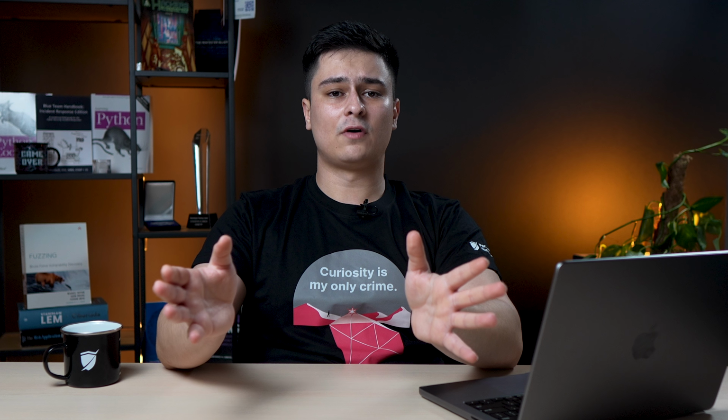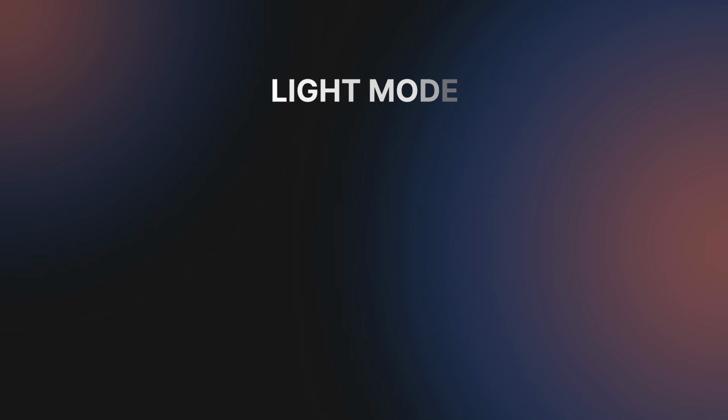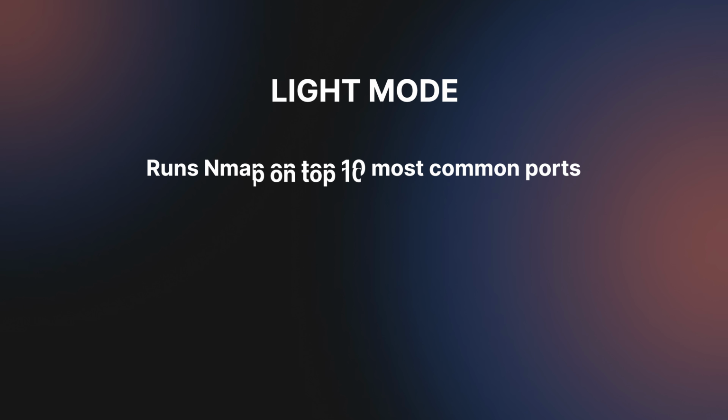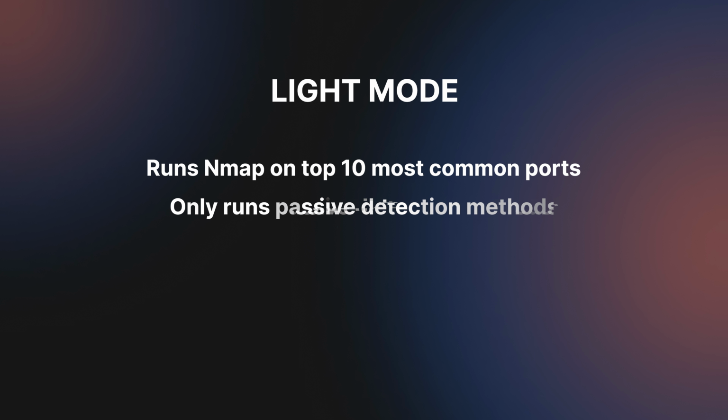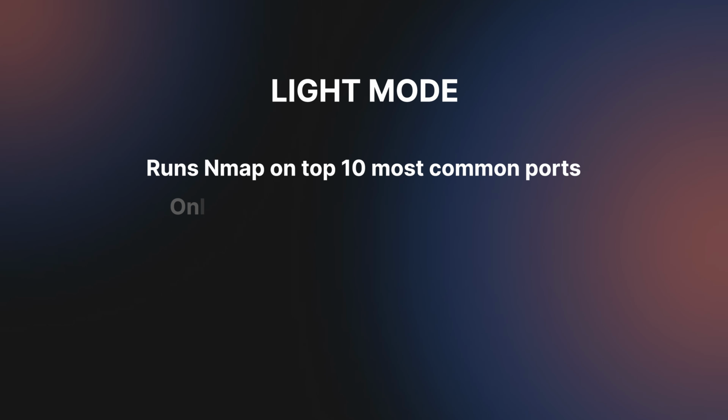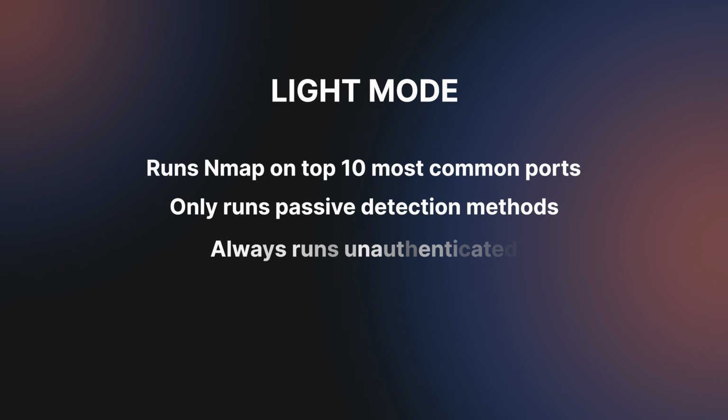Just like many of our vulnerability scanners, this tool has 3 running options. Light mode. The light version of this scan runs nmap on the top 10 most common ports to expose Kubernetes-specific open ones. The scanner only runs our passive detection methods on detected open ports, meaning it won't exploit the vulnerabilities it finds, nor use them to find others. Also, in light mode, the Kubernetes scanner will always run unauthenticated.